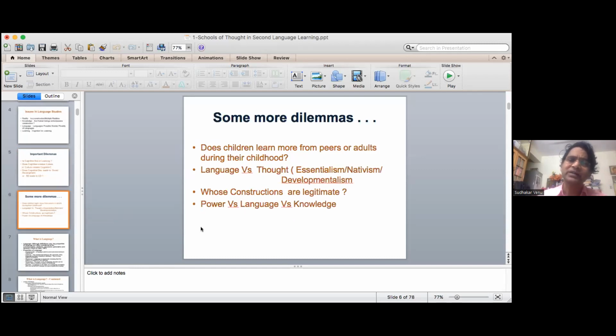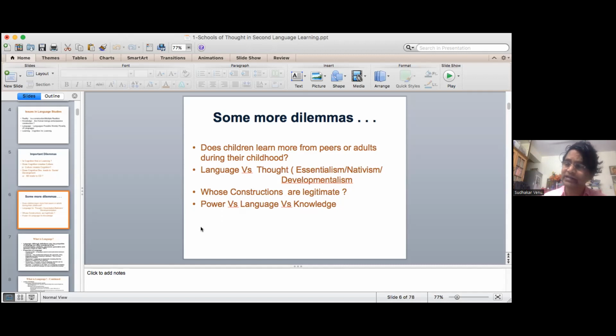The questions which are very common today in English language literature: do children learn more from peers or adults during their childhood? And you might have studied language versus thought. Does language influence thought, or does thought determine language? You might have studied the Sapir-Whorf hypothesis, which is a very famous hypothesis, grappled with by many language philosophers.